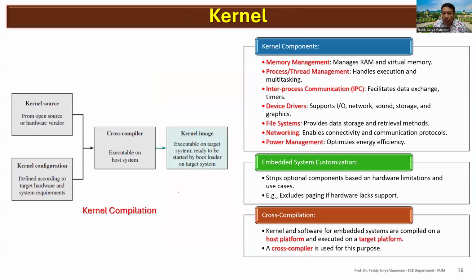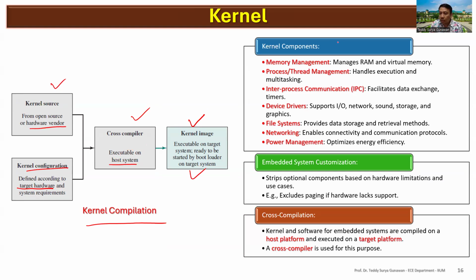So this is the kernel compilation. We have the kernel source from the open source hardware vendor, and we have the kernel configuration. We need to configure and define it according to the target hardware, because we want to minimize the size. After that, we use the cross compiler that makes the software executable for the target system. Then we produce a kernel image, which is executable on the target system, ready to be started by the bootloader.